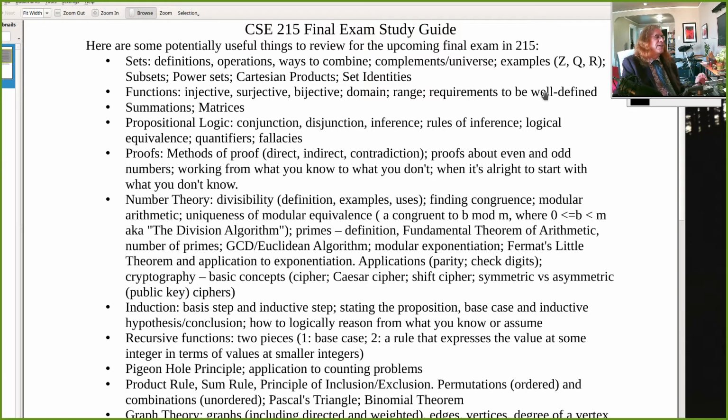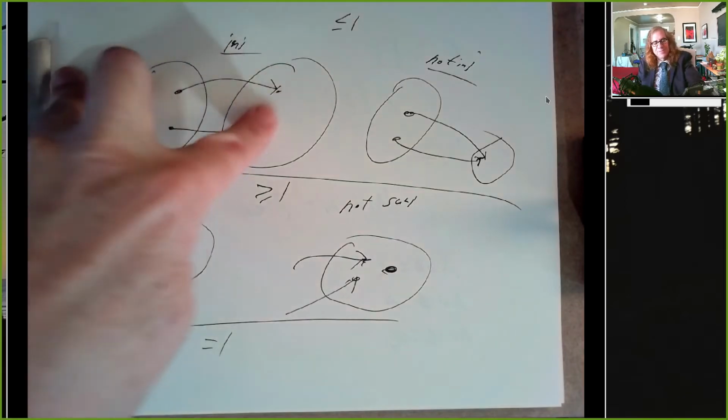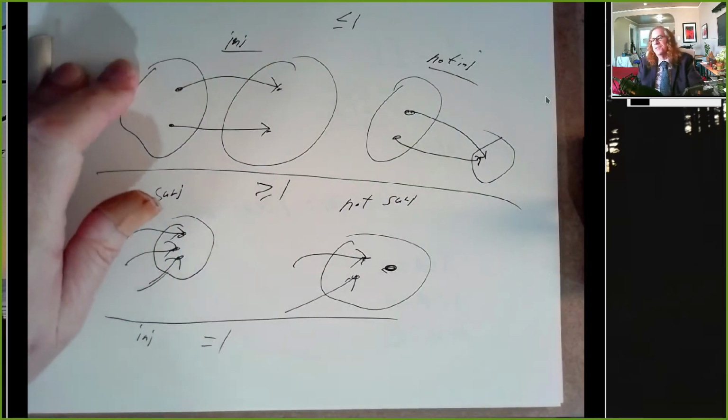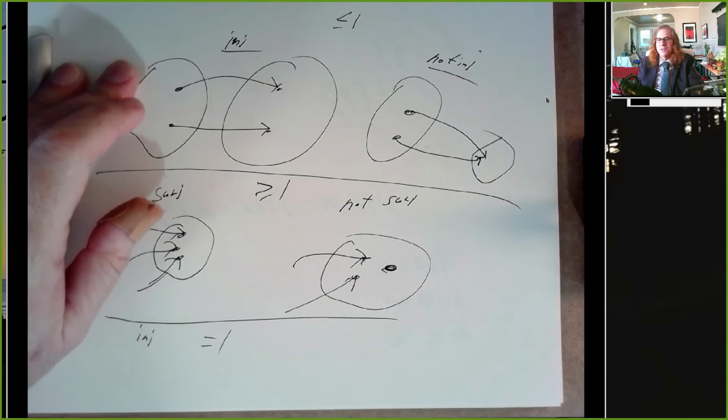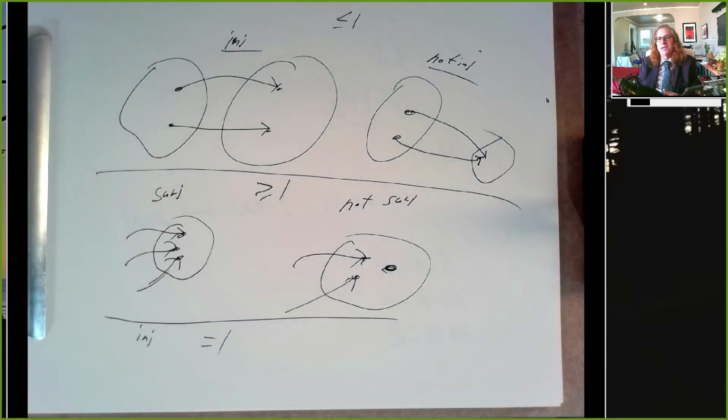Requirements to be well defined, you should know this one. To be well defined, you need to map each value to a particular point. We can't have a point mapping to two different things. That's just not a function, right? So like square root's not actually a function, because what's the square root of 1? Well, it's 1 and it's minus 1. It has two values. That's not really a function.